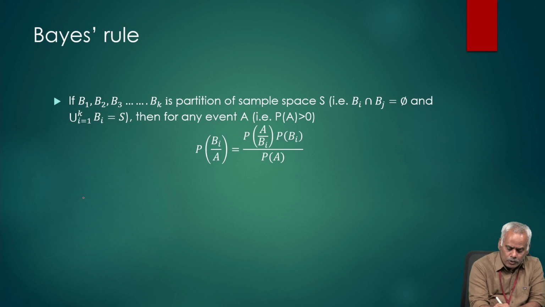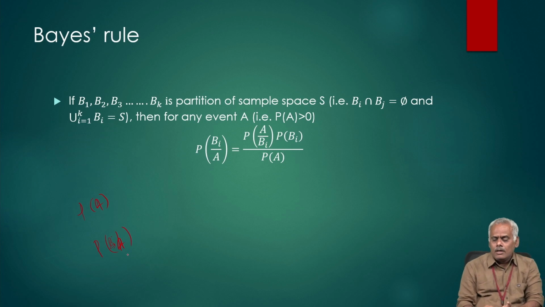In law of total probability, we find probability of A. And in Bayes' rule, we find probability of Bi given A. That is, this particular event A is with respect to Bi. It is from Bi. So this probability of Bi given A is given by probability of A given Bi into probability of Bi divided by probability of A.